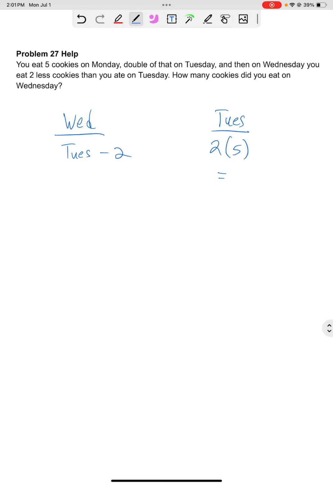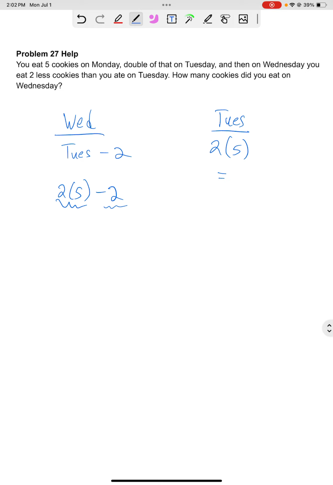So on Tuesday, we have 2 times 5 cookies that we ate, and then we subtract 2, and we have the number of cookies we ate on Wednesday. And it's important to see how we've used the order of operations, and we've created an expression for determining the number of cookies that we want using what we know, right? We should first think about Tuesday, which means we need to focus on this part, and then we need to apply the operation for what happens on Wednesday. So what happens first is the 2 times the 5.